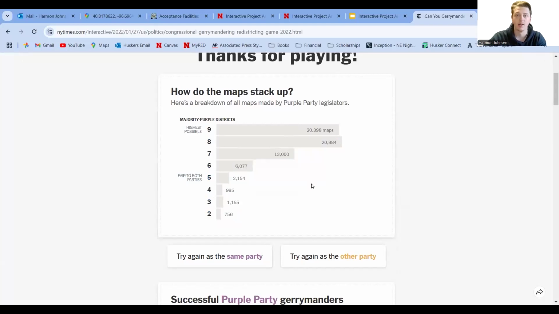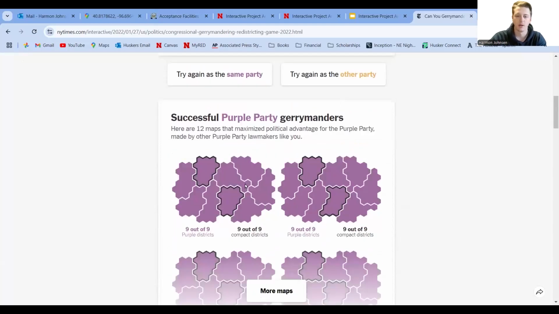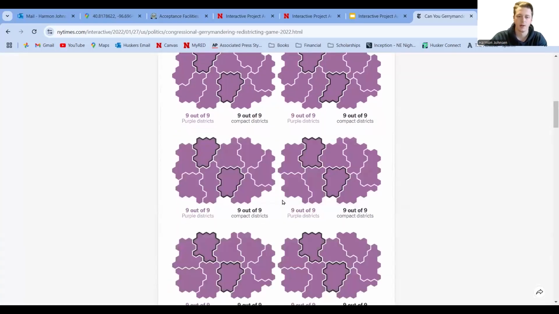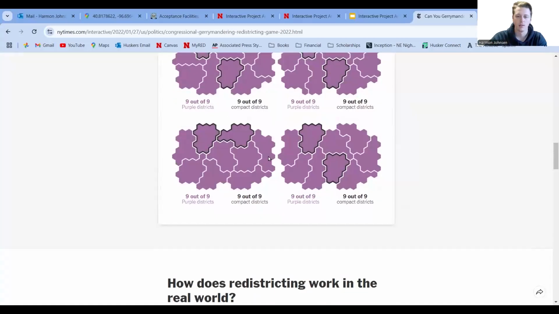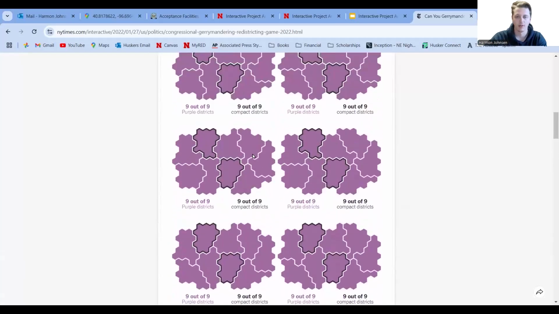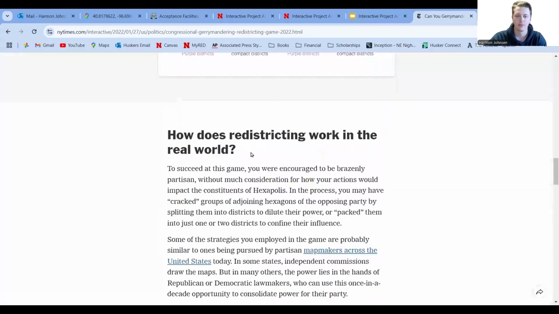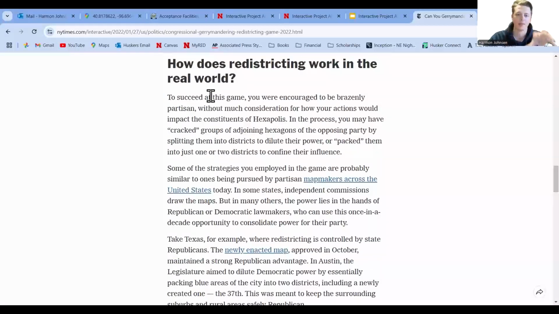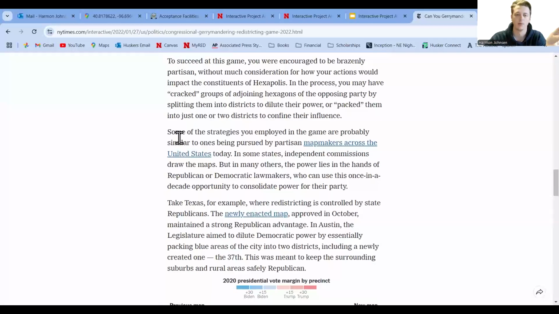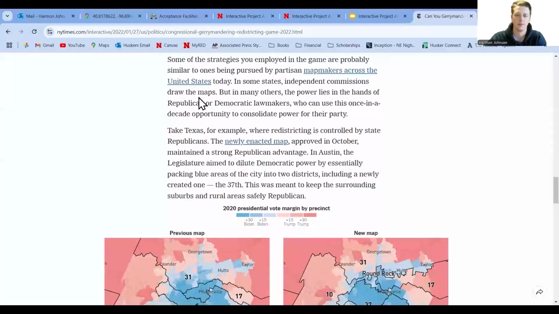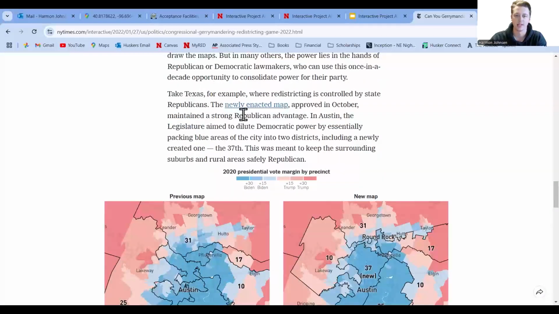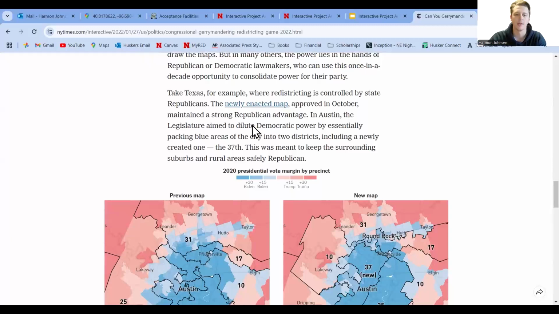You can get all 9 districts to fit your way. And then it shows you some of the examples of how people draw to get every district to work out in their favor. And then here's the reading. How does the redistricting affect the world? And the example it gives you is Texas, which the Republicans controlled the redistricting when it happened.